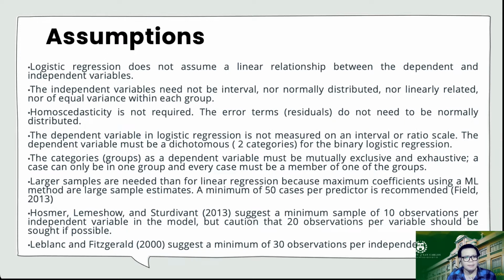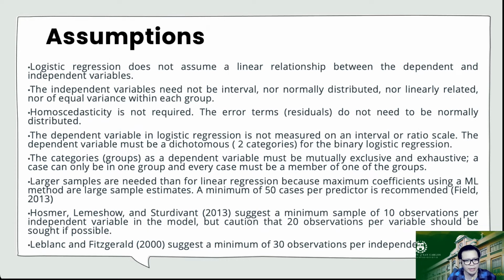At the same time, the dependent variable must be dichotomous. There should be two categories for a binary logistic regression. And also, the categories which we consider as groups, as the dependent variable, must be mutually exclusive and exhaustive. A case can only be in one group, and every case must be a member of one of the groups.